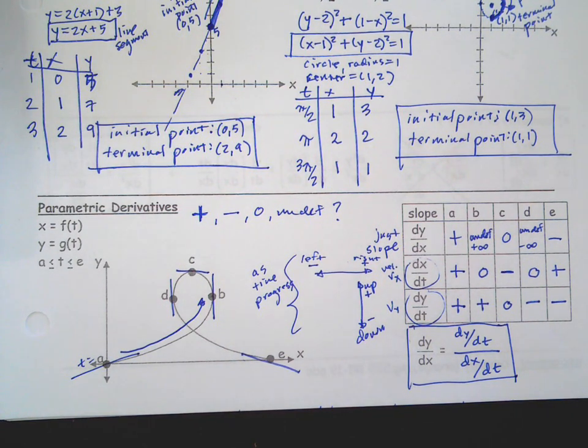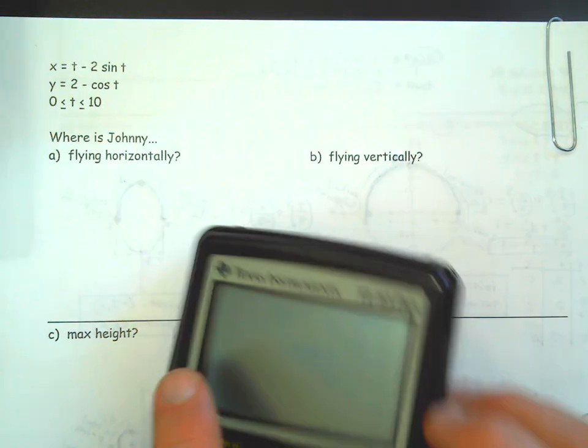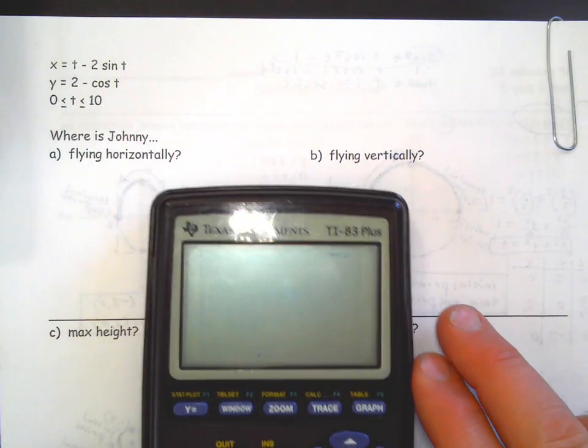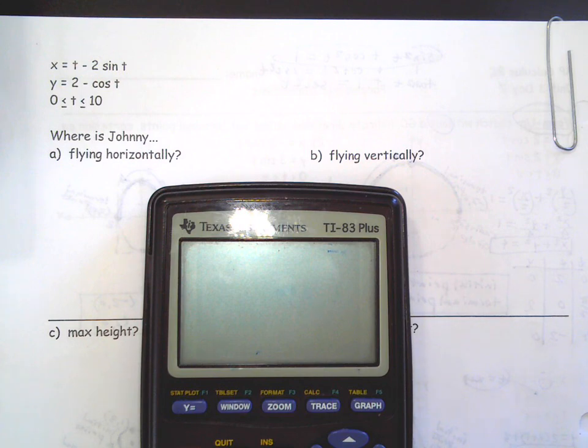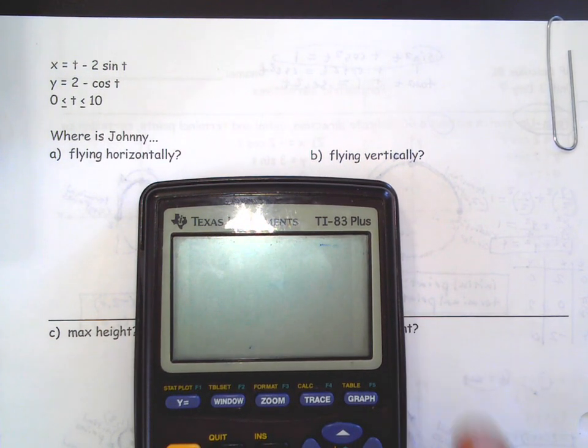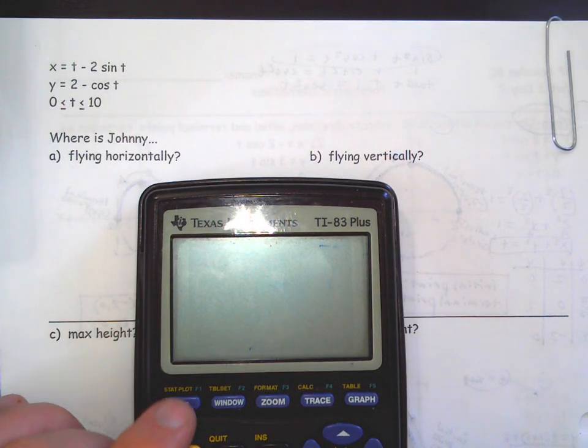So let's go to the back. I want to just give you an example, and we'll ask some questions about it, and we'll start thinking more in terms of motion. Now I'm going to go ahead and just graph this. Usually we're not going to have this luxury, but we'll go ahead and use it right now as we're trying to figure out what this means.